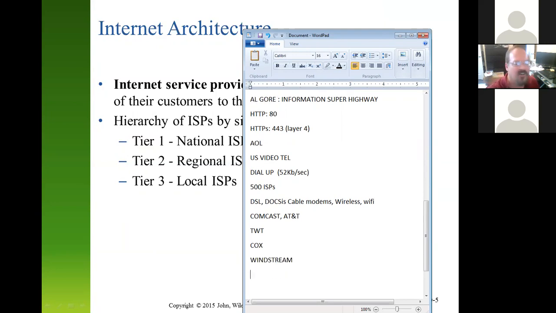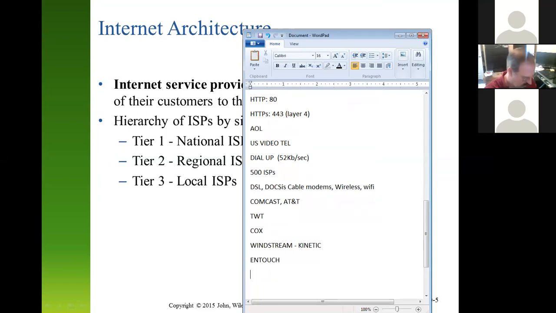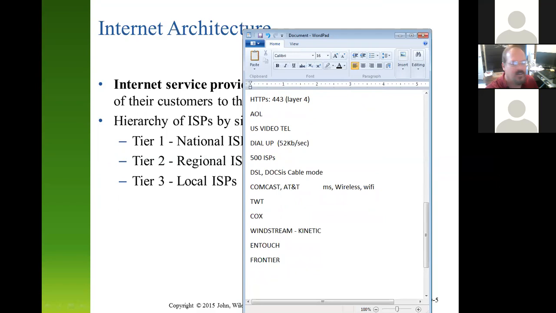Windstream. Anybody ever heard of Windstream? They're kind of dead, mostly because they were a terribly run company. And now they're in bankruptcy, and their new version of that is called Kinetic. But don't sign up for that, guys. If anybody's in the Sugar Land, Stafford area, or up in North Houston, don't sign up for Windstream. They suck. Some of you are in some neighborhoods where In Touch serves, Frontier. So these are all names of ISPs.